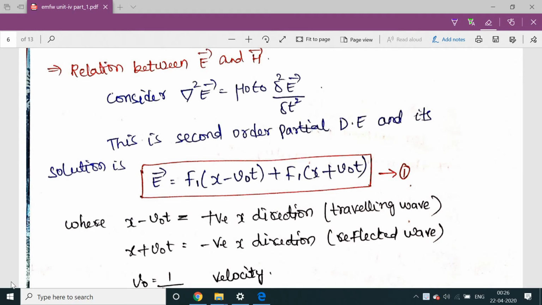Hello students, today we are going to discuss the relation between E and H. In our previous lecture, we have seen the importance of the uniform plane wave. So let me revise that.